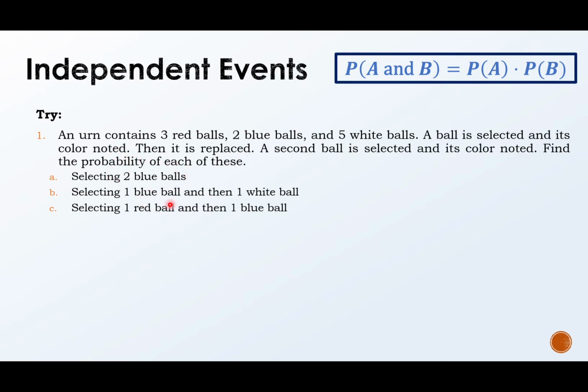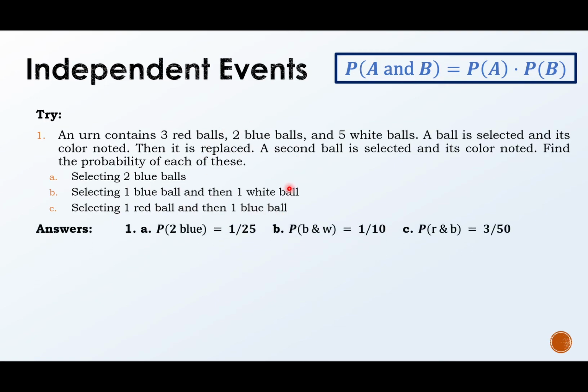So here, selecting two blue balls. For your first ball, you have 2 out of 10. We multiply that by the second ball. What is the probability? We returned the first ball, so it's still 2 out of 10. Keep that in mind. Here, one blue ball and then one white ball. We multiply. The probability of one blue ball is 2 out of 10. We multiply that by the probability of getting one white ball, 5 out of 10. So you have 10 over 100. Selecting one red ball and one blue ball. You know the drill. Here are the answers.